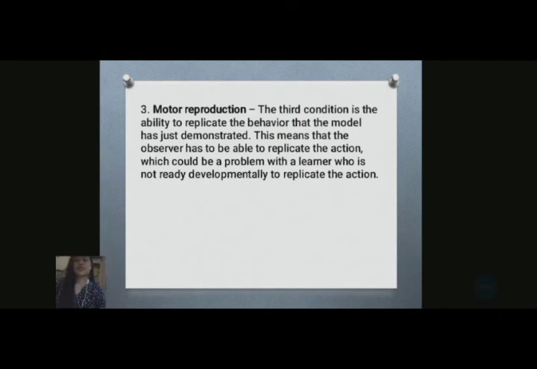Next, we have motor reproduction. The third condition is the ability to replicate the behavior that the model has just demonstrated. This means that the observer has to be able to replicate the action, which could be a problem with a learner who is not ready developmentally to replicate the action. For example, little children have difficulty doing complex physical motion.